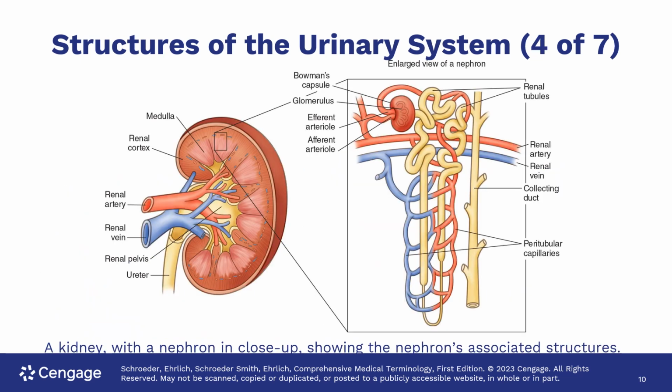This is a depiction of the structure of the kidneys. Here's the cortex. This is the medulla. Here's the pelvis. And here is where the ureter connects. This is a view of the nephron and the tubules.